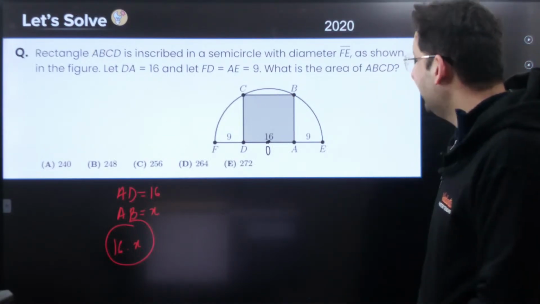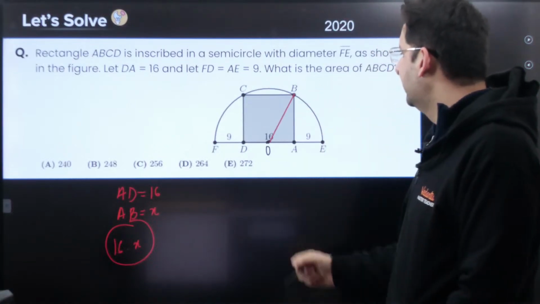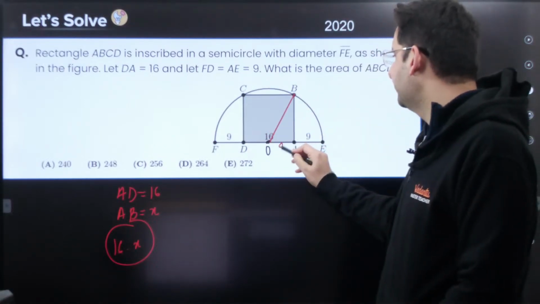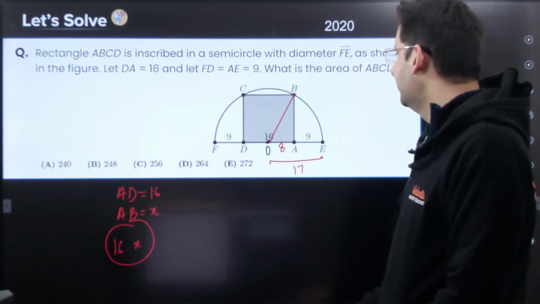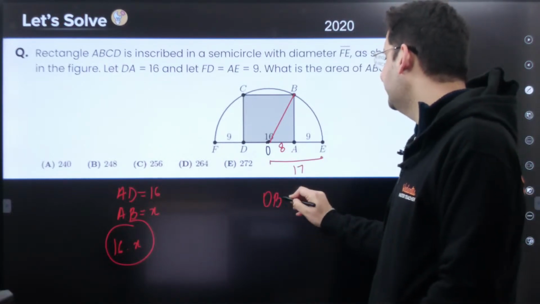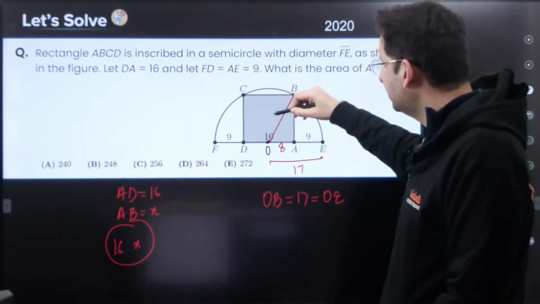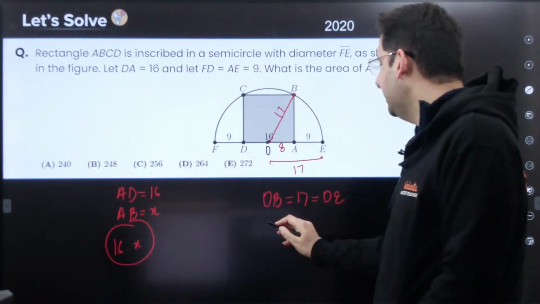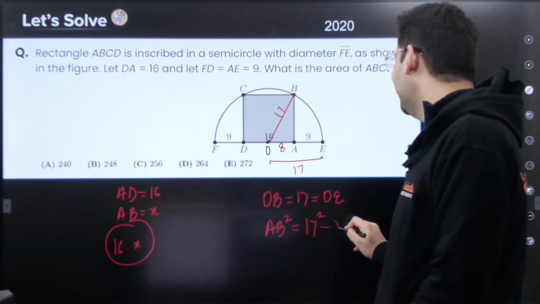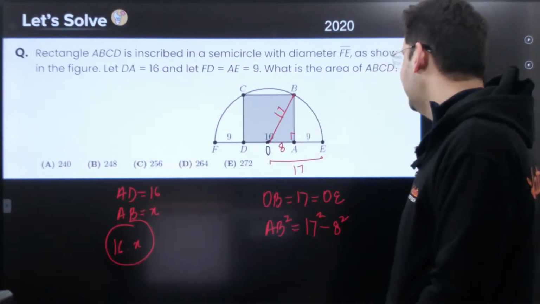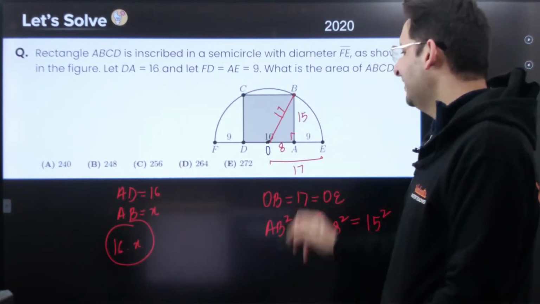AB कैसे निकालें? So ये सेंटर है, सेंटर को B से ज्वाइन कर दो. Total 16 है, तो this is going to be 8. That means this is 17. That means OB is also 17. This is 17, this is also 17, this is 8. So clearly AB is 17 square minus 8 square because ये right angle triangle है, which is 15 square, Pythagorean. So this is 15 and we are done.